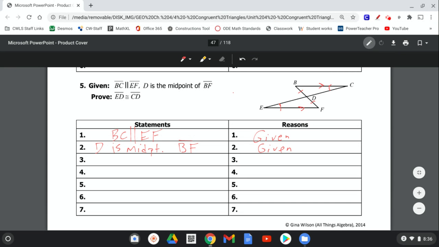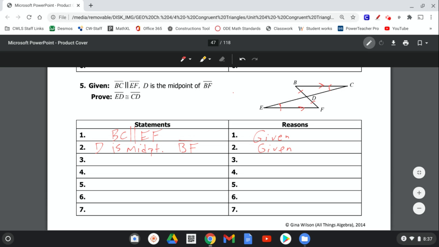I marked the picture up, okay, because we have that D is the midpoint of BF, so I know that BD is congruent to DF. I also know with the parallel lines, they're cut by the transversal EC, okay? And I'm going to know that angle E is congruent to angle C. You could have also said that angle B is congruent to angle F. Either one is fine, okay?